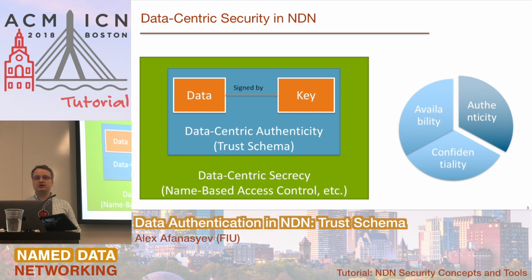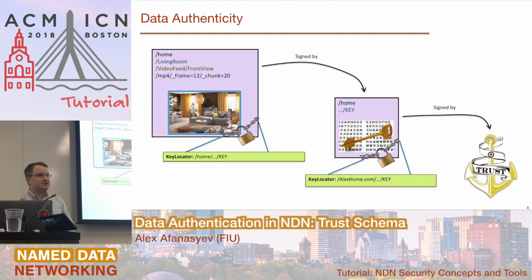Okay, so we talked today a lot about data-centric security, or data centricity, and effectively what we are actually talking about is the first foundation block, data-centric authenticity, on top of which we can build additional things like secrecy of the data, and we can have name authenticity, secrecy, and so forth. Privacy is a slightly different question. It's not necessarily data-centric.